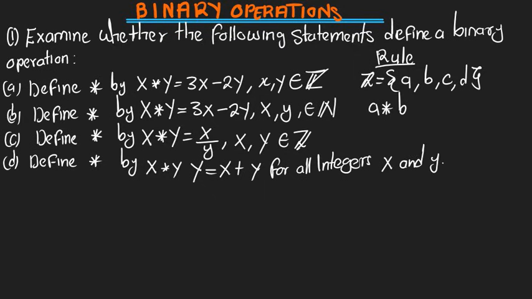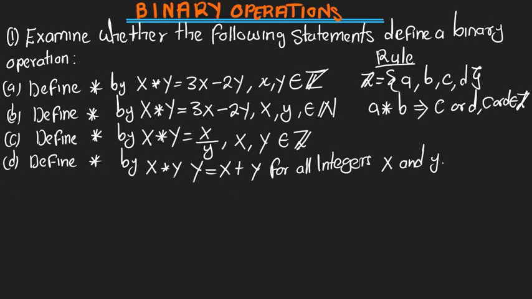Then when I make an operation between a and b, I need to find an element which is going to be either c or d, and that c or d should be a member of these integers. In other words, when you get two elements, you must produce a single element, and that single element must be a member of the family from where you are collecting the numbers.